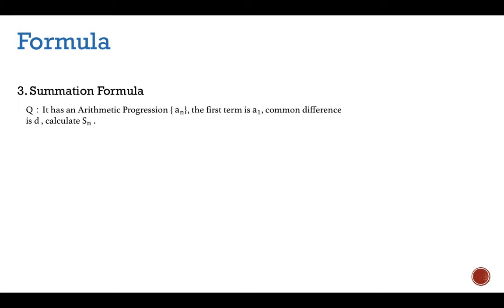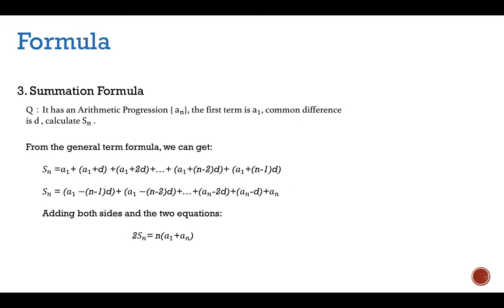Another important formula is the summation formula. We suppose that we have an arithmetic progression. The first term is a1 and the common difference is d. Let's calculate the summation of the arithmetic progression. From the general term formula, we can get two equations. Adding both sides of the two equations, all terms of d cancel. Then we get 2 times Sn is n times the sum of the first term and the nth term. So the summation of an arithmetic progression is Sn equals n times the first term plus the nth term, over 2.